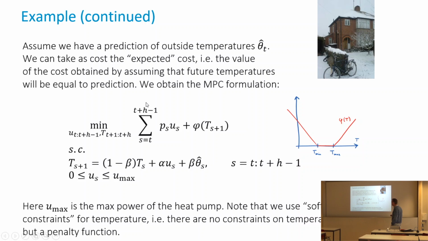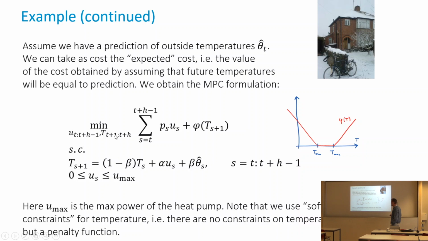And then we minimize the costs, which is in some sense an expected cost because they correspond to what we will have if the future temperatures are equal to the predictions. So that gives us this. We minimize over those variables, U and T. So those notations, that's MATLAB style notation. It means the range of all values of U from time t to t plus h minus 1. So the current value plus as many as we need to go to a horizon of length h.